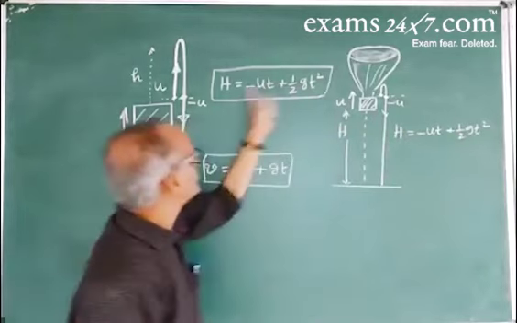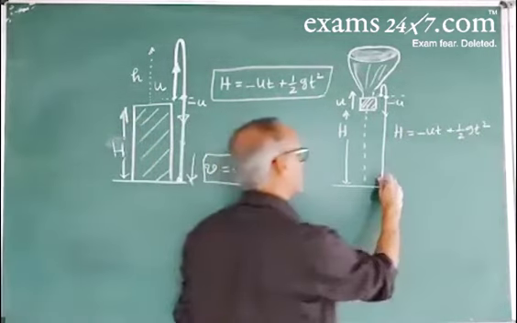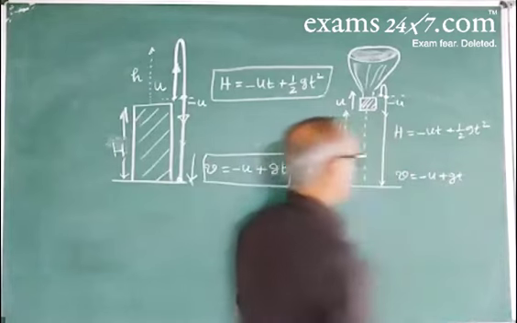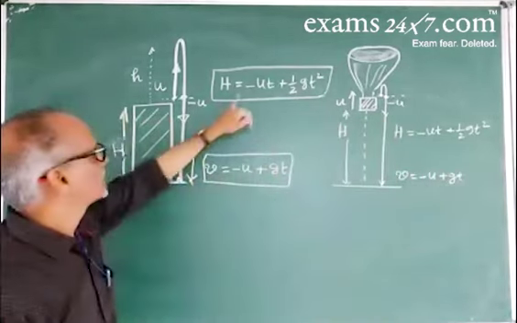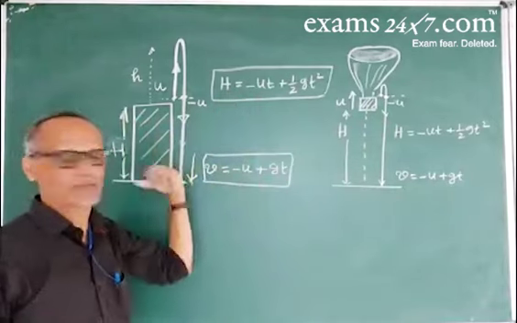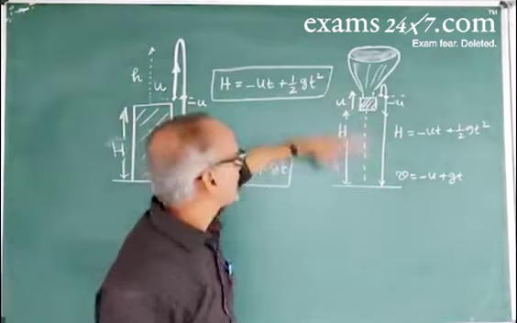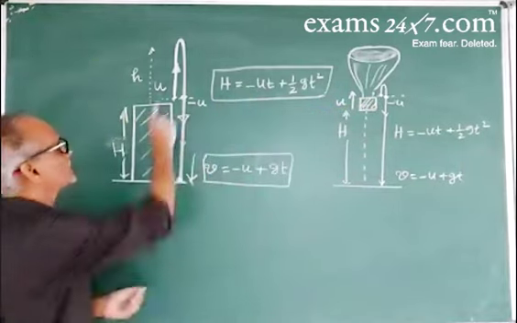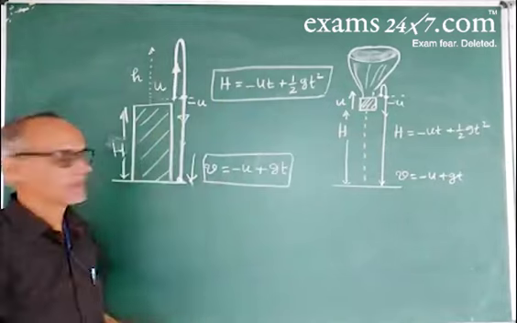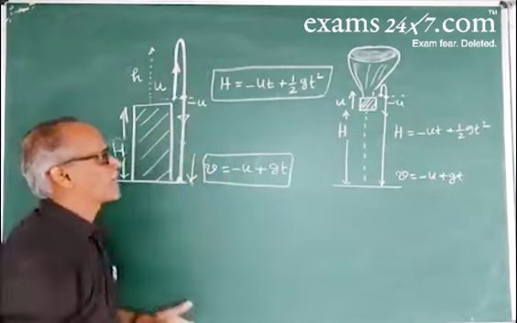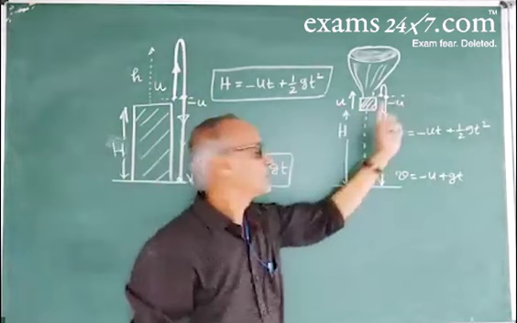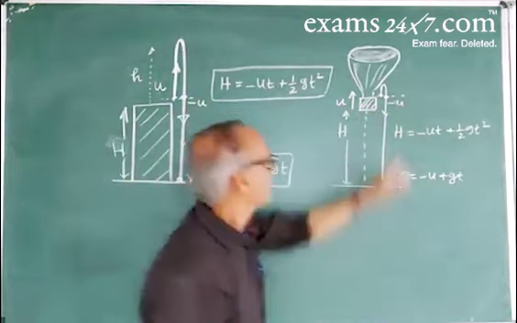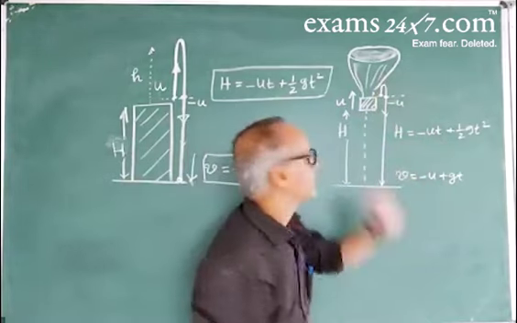So it is the same formula which we'll be using. And again, the velocity with which that stone reaches the ground is given by v is equal to minus u plus g t. So then what is the difference? In the first case, H is the height of the tower, u is the velocity with which the stone is thrown upward, and t is the total time taken. In this case, h is the height of the balloon above the ground, u is the velocity of the balloon at the instant when the stone is dropped, and t is the same thing, the total time taken.